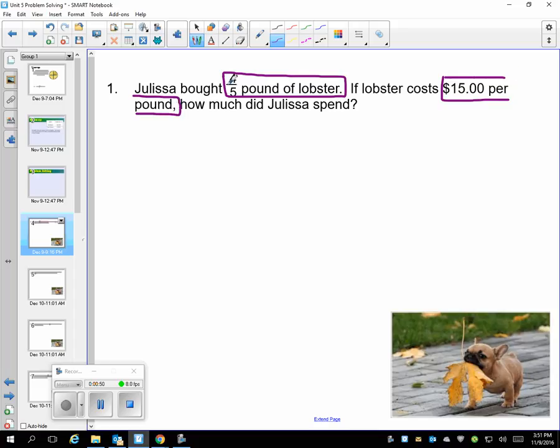Okay, so I see a couple of key words. I see a fraction with the word of after it, 4/5 pound of lobster. So I know I need to figure out what 4/5 of the pound of lobster is. So we can see that the lobster is $15 per pound. So I need to figure out what 4/5 of 15 is. So 4/5 of 15 is the same as multiplying 4/5 times 15.